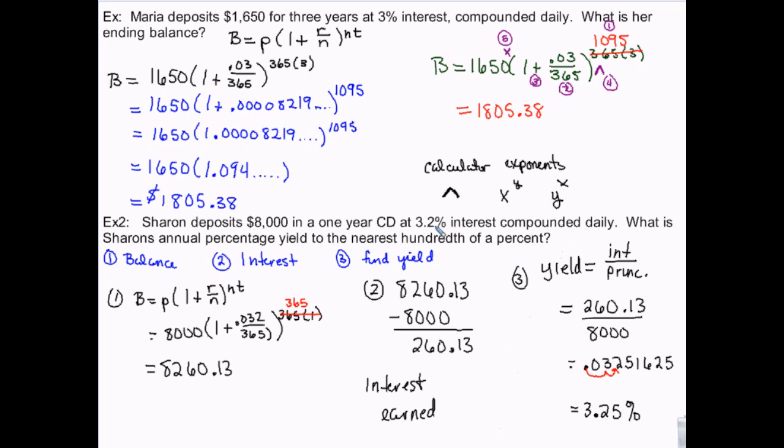Not a lot higher, but it is a little, the yield is a little higher. So when the banks advertise, they'll advertise this because it looks better than that.